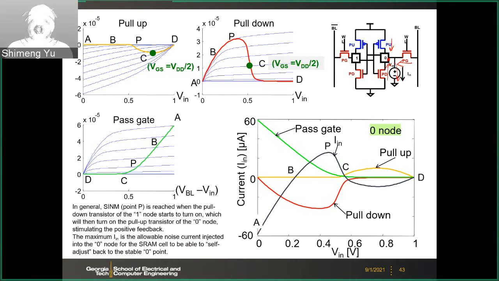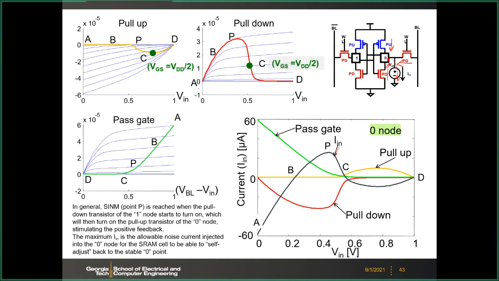So this is like the black curve here. This black curve is a net sum of those three transistors' current. So if you do that, you will have the black curve following this one. So this is a little bit complicated. I will not go into the details.